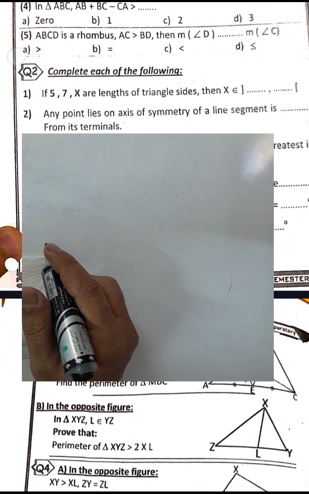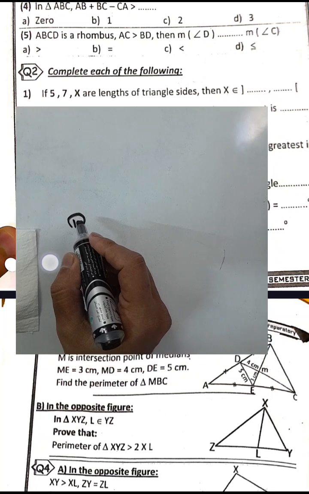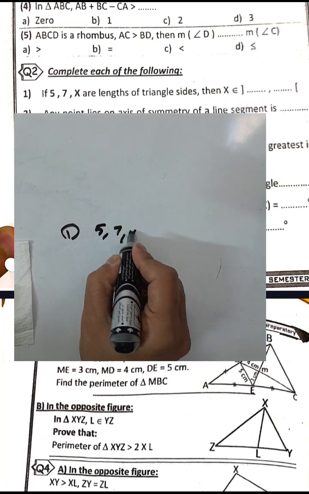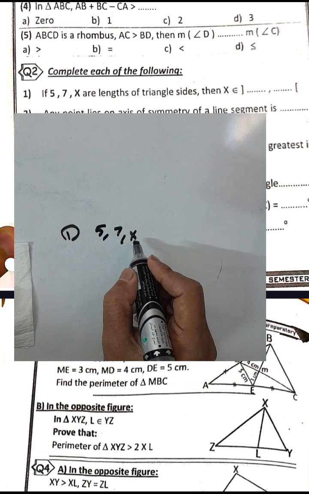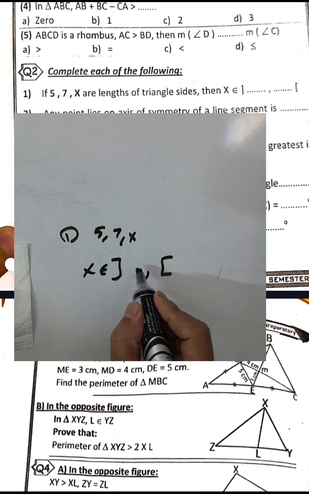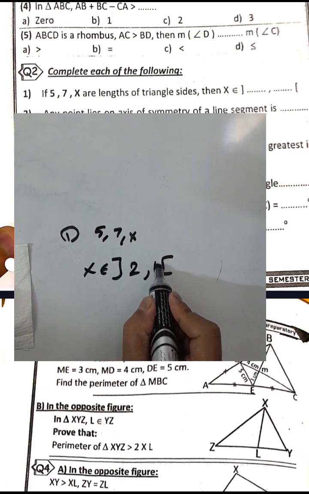Question number 1. If 5, x, 7, and 8 are side lengths of a triangle, then x belongs to the interval between the difference of them and the sum of them. 7 minus 5 equals 2, and the sum of them will be 12.